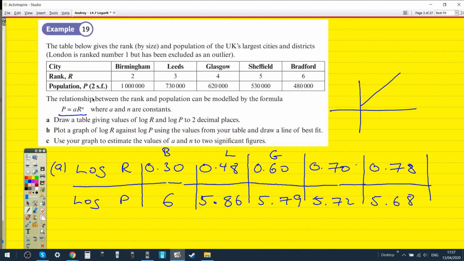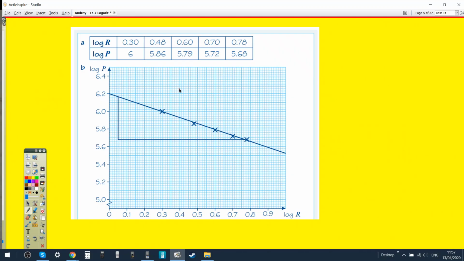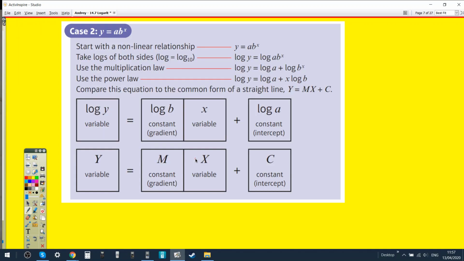But the method is the same for both of them, just logging both sides, making it look like y equals mx plus c. They give you a table of values, fill in the table, draw the graph, and then use your graph then to find gradient, intercept, and to estimate stuff like their rank and stuff. Yeah, so you could, in theory, go up, hit the line, go across, and read it off. But once you have the equation of the line, it's more accurate to use the equation to estimate stuff.